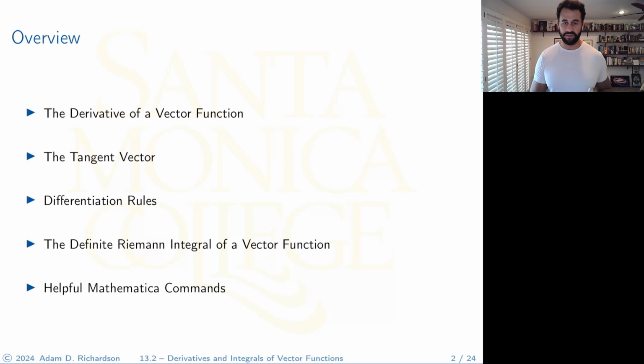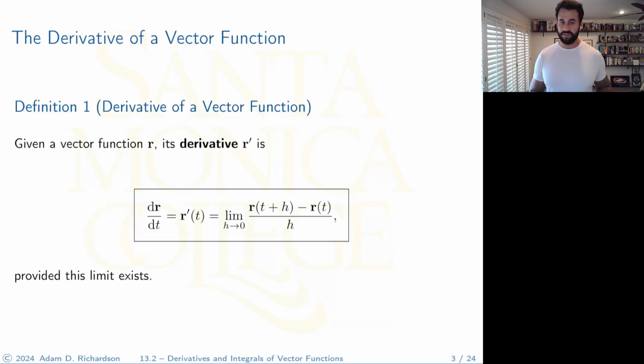But let's start with the derivative. So here is the definition. The derivative of a vector function has a very, very familiar form. This should look like your best friend almost. So if you've got a vector function r, then r prime is defined as the limit of this difference quotient, right? The notation is the same as what you've seen back in Calc 1 and Calc 2.